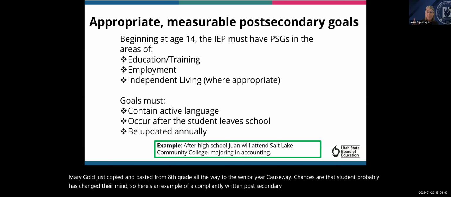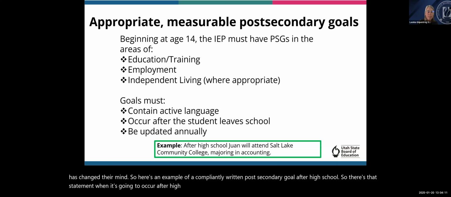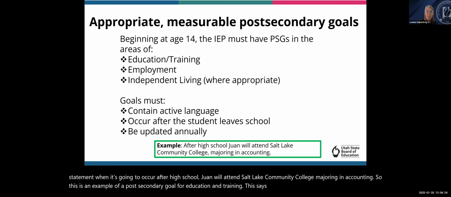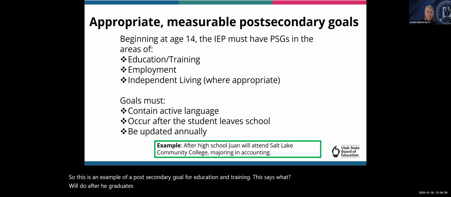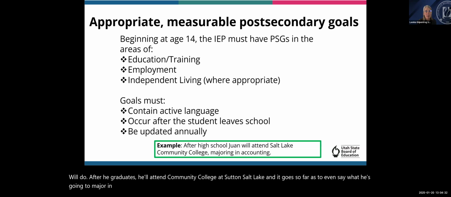After high school, so there's that statement when it's going to occur. After high school, Juan will attend Salt Lake Community College majoring in accounting. So this is an example of a post-secondary goal for education and training. This says what Juan will do after he graduates. He'll attend community college at Salt Lake, and it goes so far as to even say what he's going to major in. Now, not all students know what they want to major in, and that's okay.